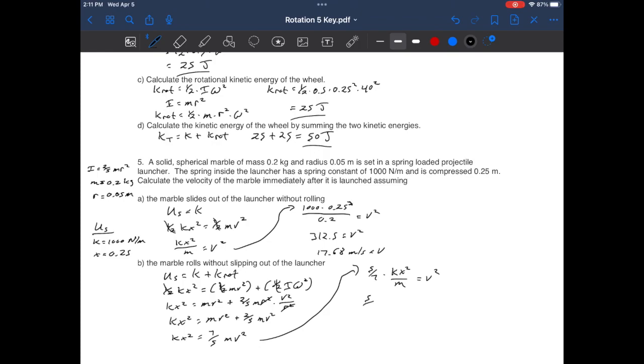Plug in our numbers. 5/7 times 1,000 times 0.25 squared divided by 0.2 is equal to v squared. Put that into a calculator, we get 223.21 is equal to v squared. We don't want v squared, we want v. So square root, and you get 14.94 meters per second is the translational velocity.